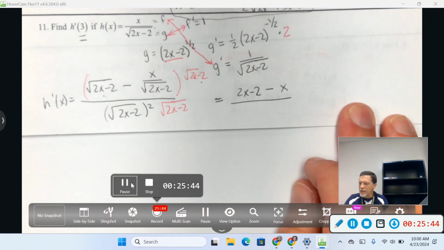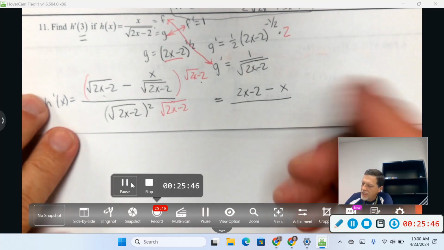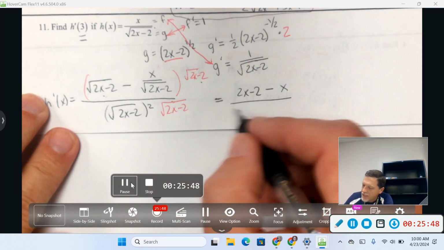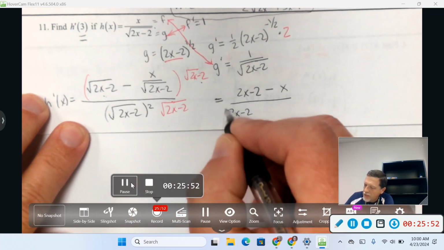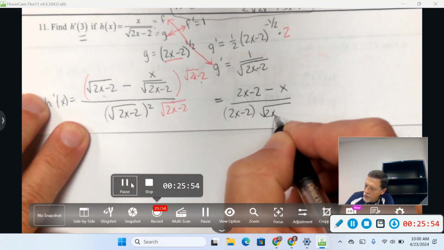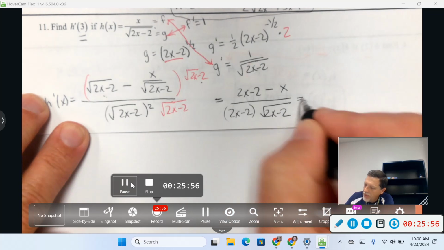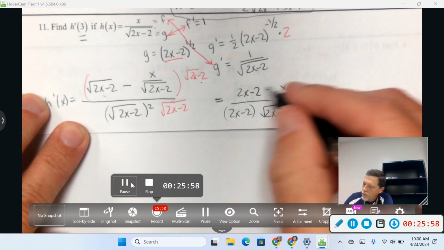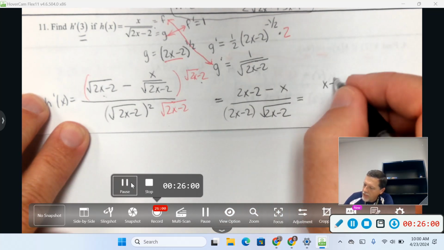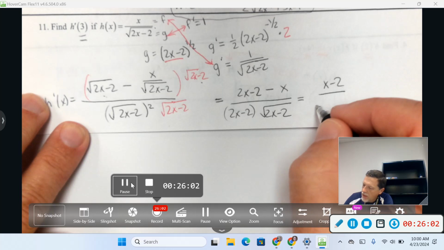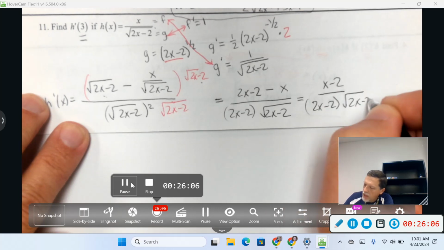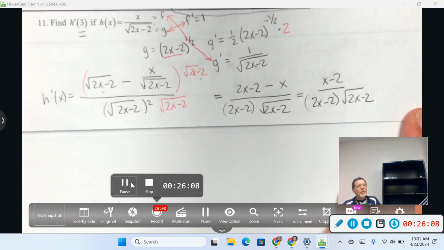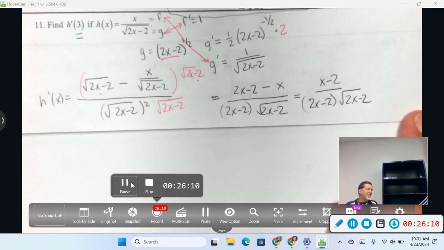And then in the bottom, that doesn't really work very well, does it? Because when I square 2x minus 2, I get 2x minus 2. And then I've still got root 2x minus 2. 2x minus x is just x. And I still haven't plugged in 3 yet. Maybe I should have plugged in 3 earlier and that would have made it easier. Yes, I don't know.